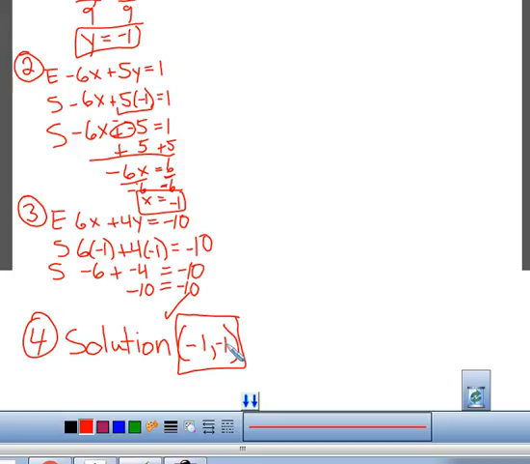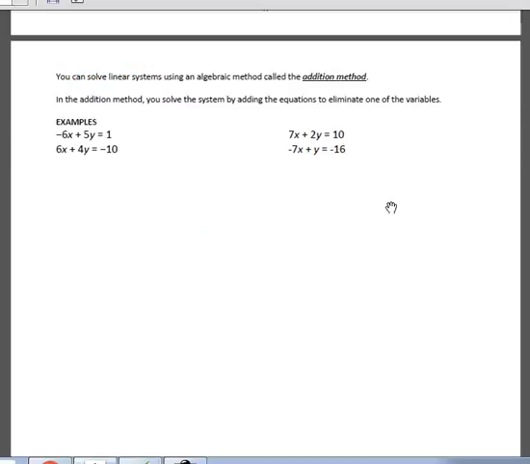If you did not do this last step, then you may not get full credit for answering a problem like this. So make sure you do all the steps, but especially the last one where you write down what your solution is.